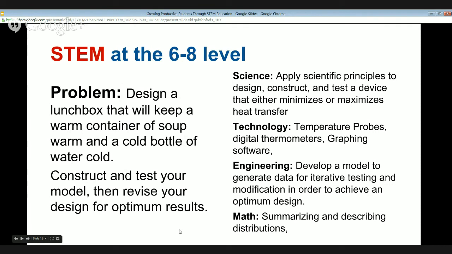Okay, so let's look at a STEM lesson at the 6-8 level. The problem here is to design a lunchbox that will keep a warm container of soup warm and a cold bottle of water cold. Construct and test your model, then revise your design for optimal results. This is one where you would really need to talk to the students about the fact that the warm container and the cold container are inside the same lunchbox. And I will go back and answer the question in just a few minutes on grade 3.